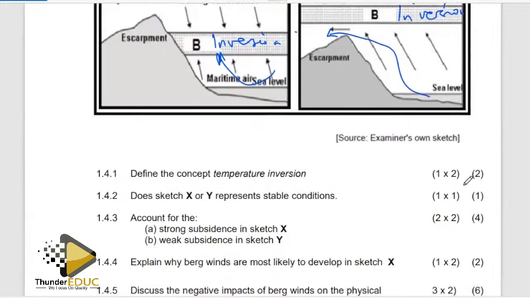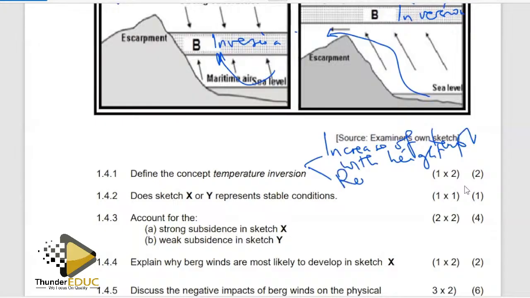Right, let's go to our questions. Define the concept temperature inversion. When you are defining a temperature inversion, you define it as an increase of temperature with height. As height increases, temperature also increases. That is a temperature inversion. Or it's a reversal of the normal temperature profile in the troposphere.